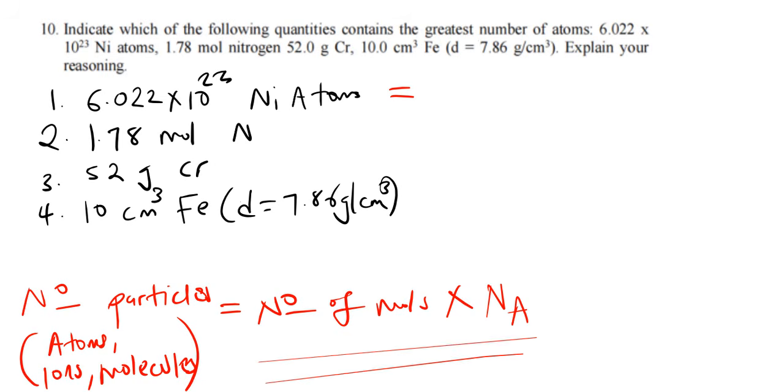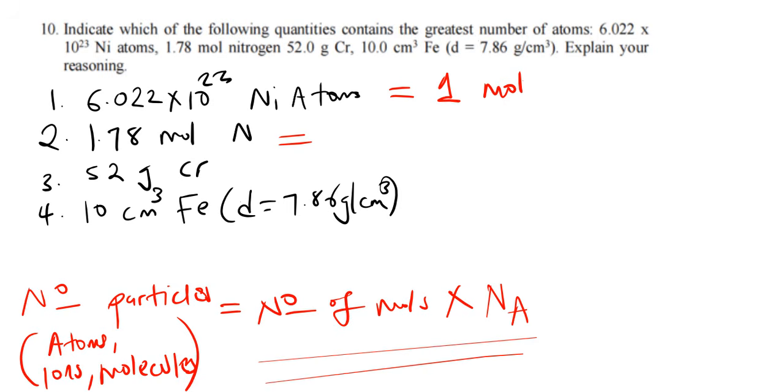So our target is to find the number of moles for all of these, then multiply those moles by Avogadro's constant. Let's start with the first one. How many moles do we have for nickel? By definition, 1 mole is equivalent to Avogadro's number. So in this case, this one only has 1 mole, okay? That is nickel. Now we come to nitrogen. They've given us 1.78 moles.